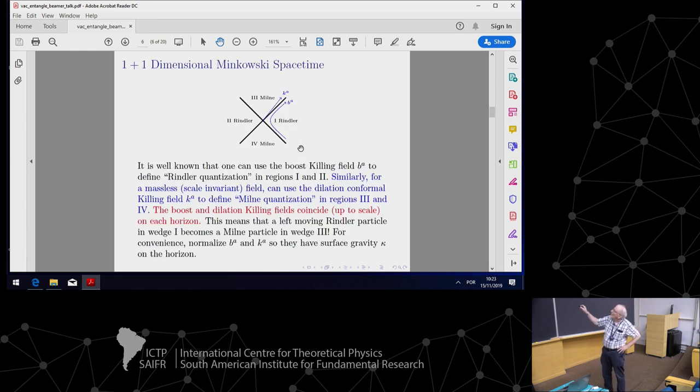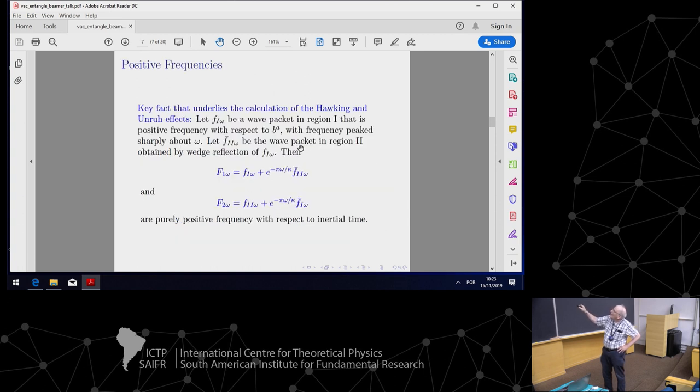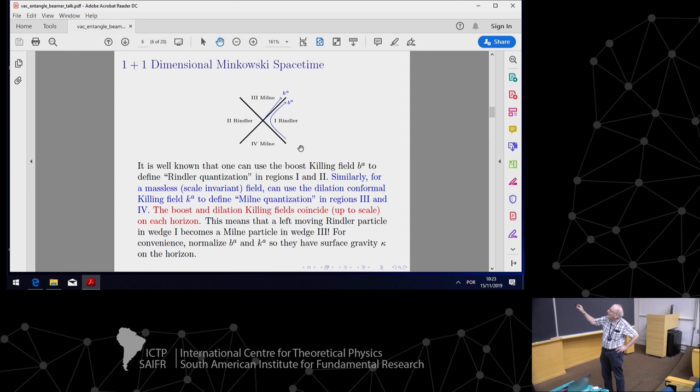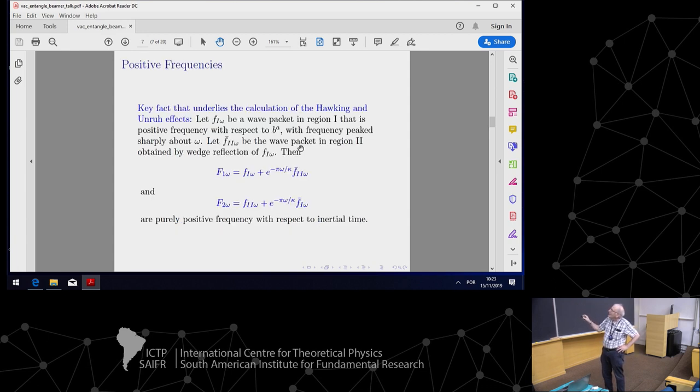Then if I reflect this solution about the origin, I'm going to get some solution here. That solution will actually be negative frequency, so I'm going to write it as the complex conjugate of some positive frequency solution F2 omega. Then it is a fact, if you take Fourier transforms, that if I take this F1 omega and this factor times the F2 omega bar, its reflection, this thing is purely positive frequency with respect to inertial time, the Minkowski notion. Similarly, if I do it in the opposite way, I also get something that's purely positive frequency with respect to inertial time.